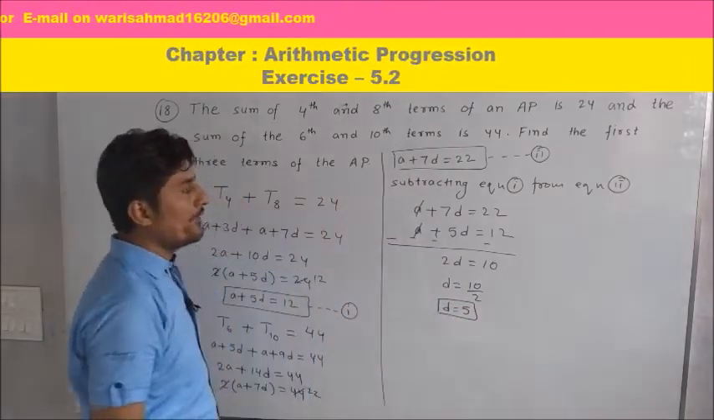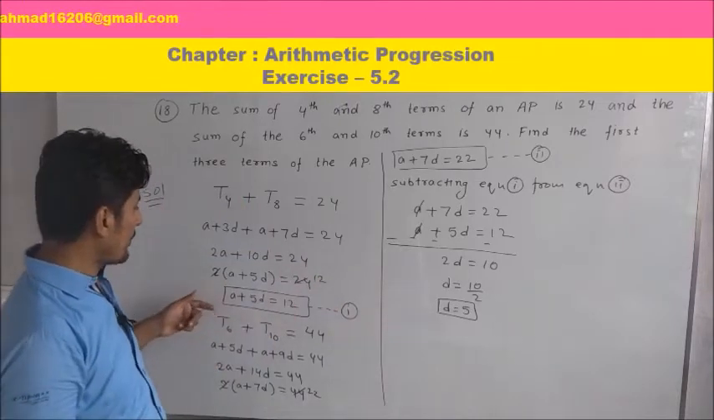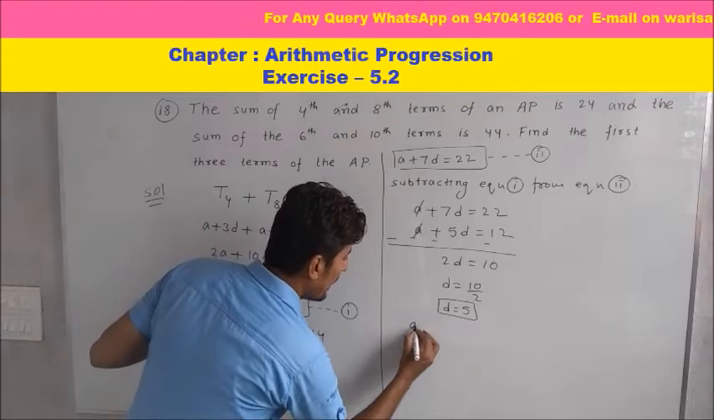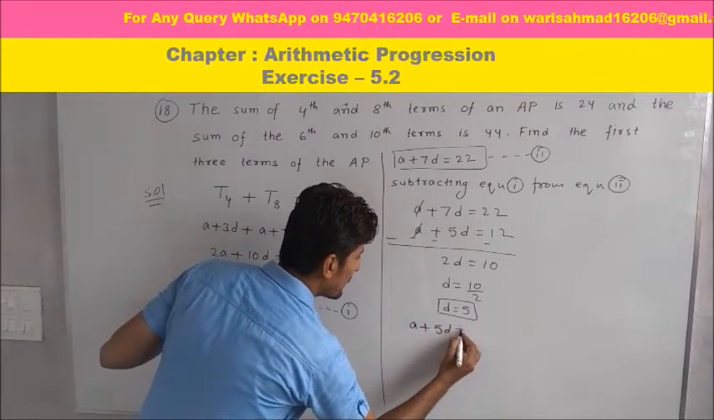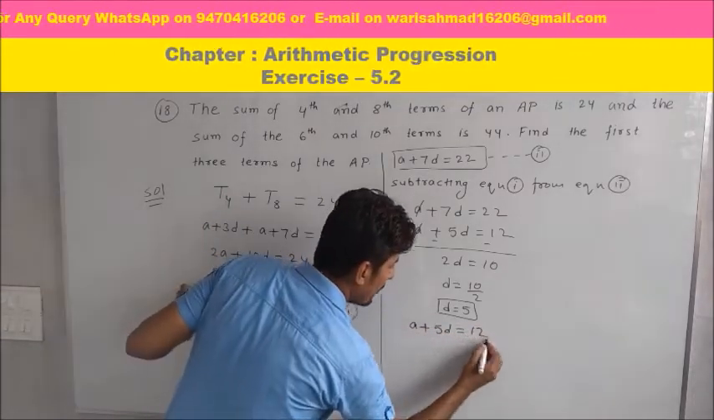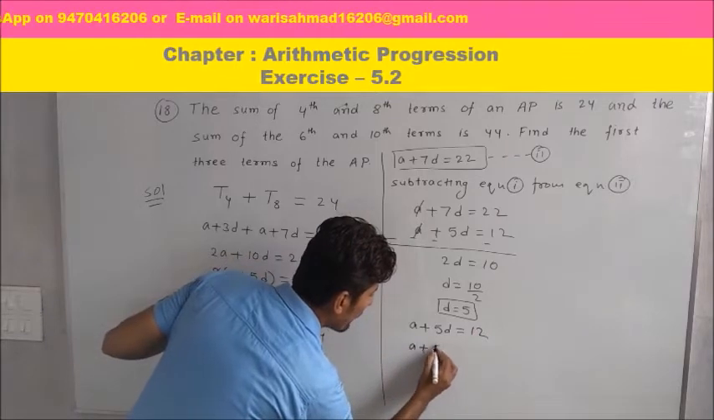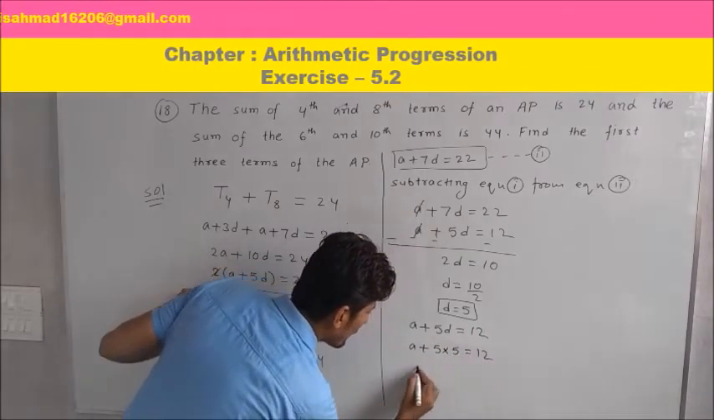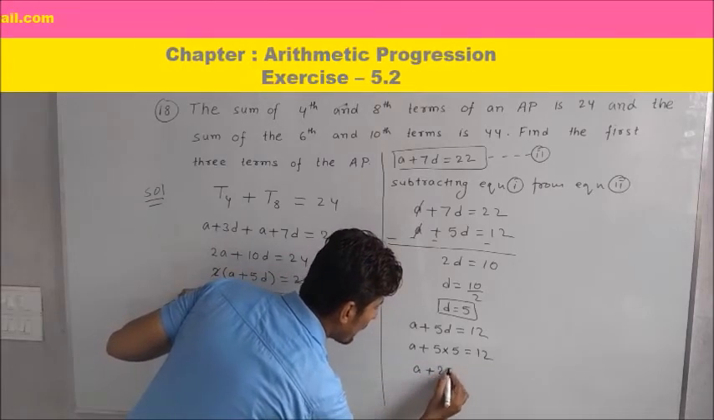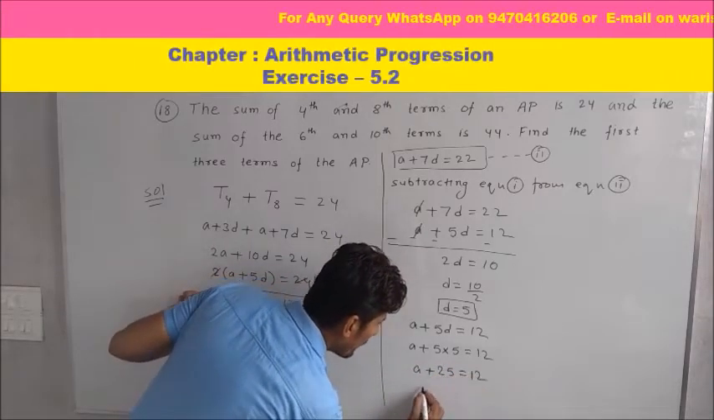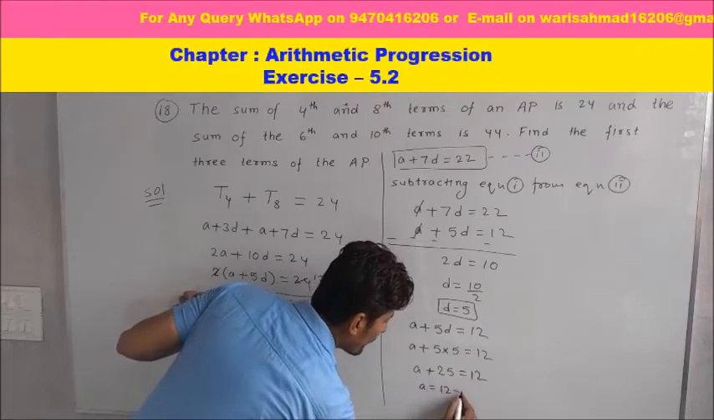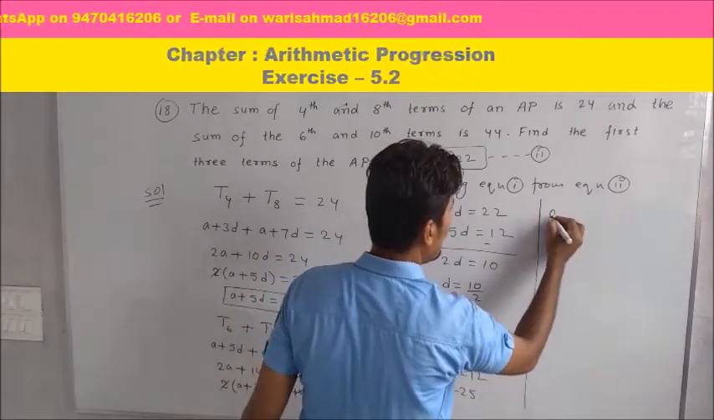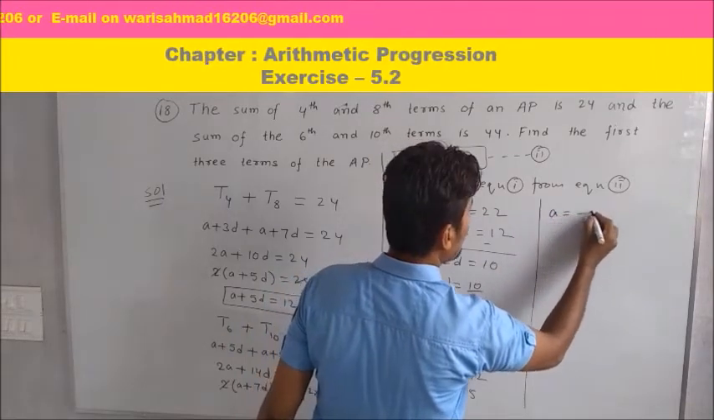After getting the value of D, we can put it in either equation. So we are going to put the value of D in the first equation. A plus 5D is equal to 12. So A will be as it is, 5 into D, the value of D we have is 5, equals 12. A plus 25 is equal to 12, and A is equal to 12 minus 25. So here we can write A is equal to minus 13.